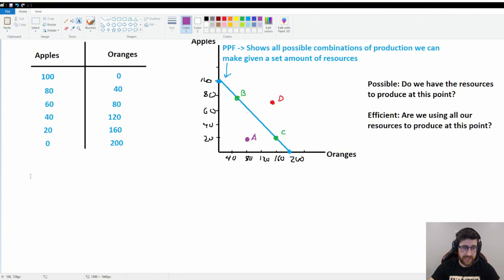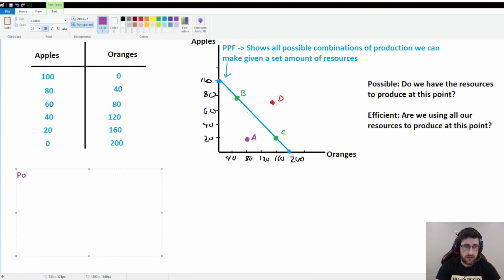The first one is point A. Okay. Point A is representative of anything below the PPF. Okay. So anything in this sort of triangle area here, that is point A, is representative of it. And we're going to do the same exercise for all these points, and you can try to beat me to it, but we need to ask ourselves, is something like point A possible? And is something like point A efficient? So point A is possible, right?